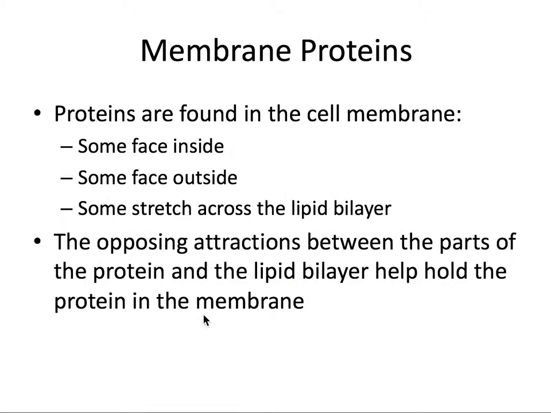Membrane proteins. There are certain types of proteins found in the cell membrane. Some of them face inside, some face outside, and some actually stretch all the way across the lipid bilayer. The opposing attractions between the parts of the protein and the lipid bilayer help to hold the protein and anchor it in the membrane. There are several types of these proteins.